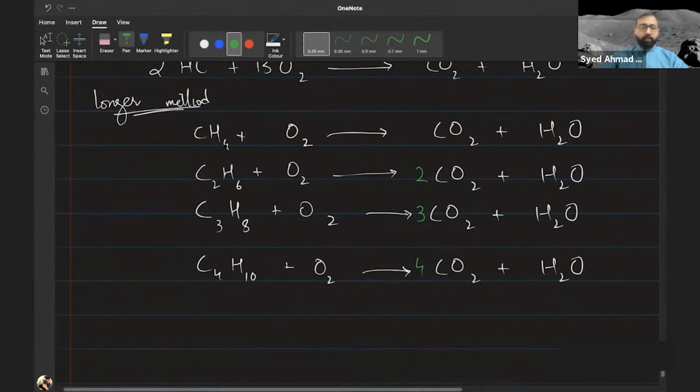ओके, मेरे पास हाइड्रोजन कितनी है? 4 हाइड्रोजन है, तो 2 वाटर बनेंगे। मुझे कैसे पता है? Every water molecule has 2 hydrogen, so I just divide by 2. So 6 हाइड्रोजन है तो 3 वाटर बनेंगे, 8 हाइड्रोजन तो 4 वाटर बनेंगे, 10 हाइड्रोजन तो 5 वाटर बनेंगे। What am I assuming? I'm assuming that this is complete combustion. I'm not making carbon monoxide. I'm not making carbon. This is carbon dioxide.